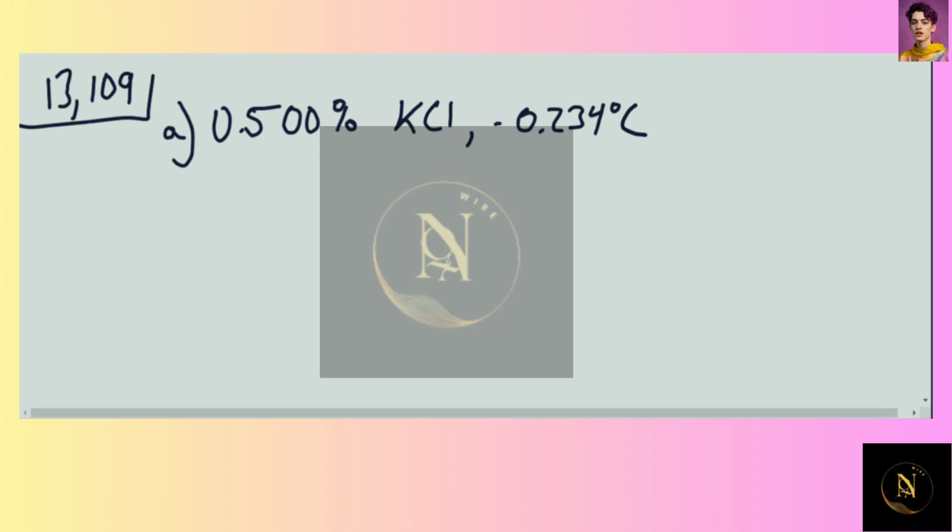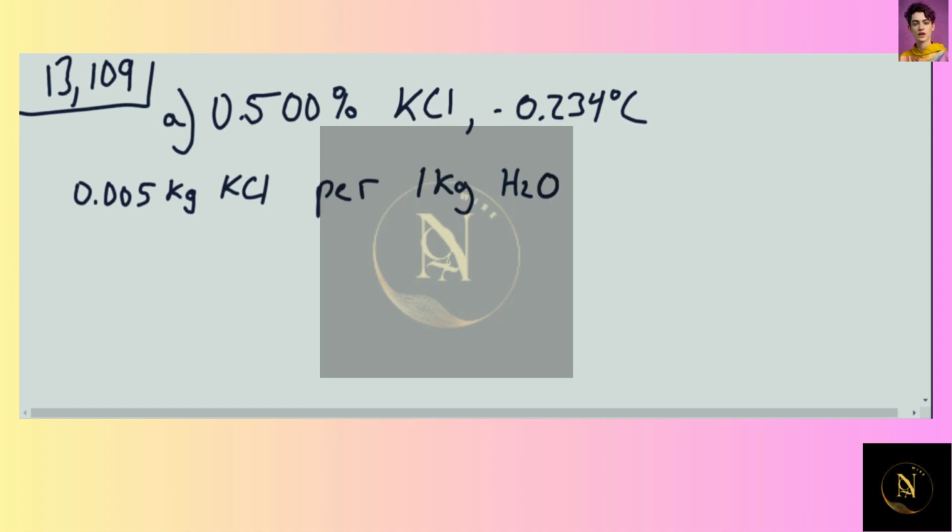So first of all, we have a percent mass concentration. So we can convert that to molality by calculating moles of KCl. Since we have 0.5% KCl, we can assume that we have 0.005 kilograms of KCl per 1 kilogram of water. If you calculate the percentage using those two values, you'll get 0.5%. So 0.005 kilograms is 5 grams.